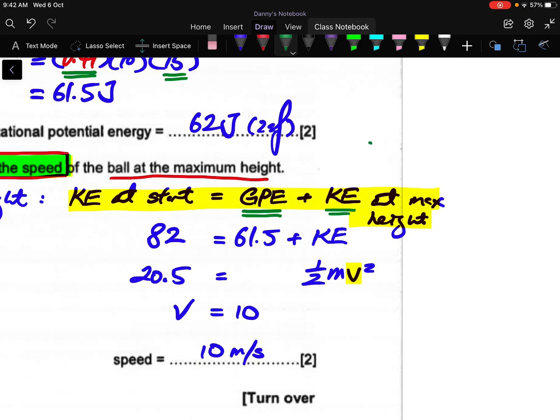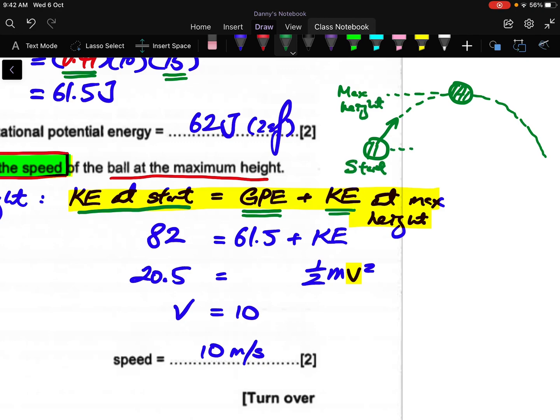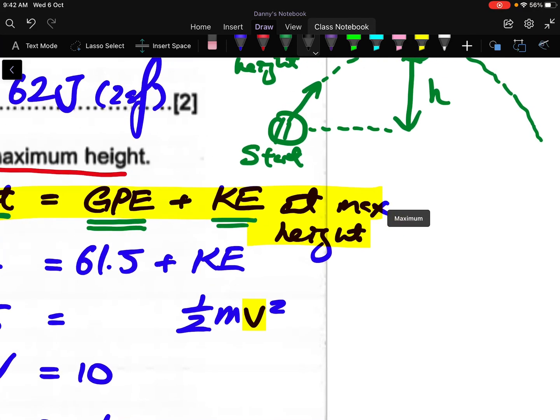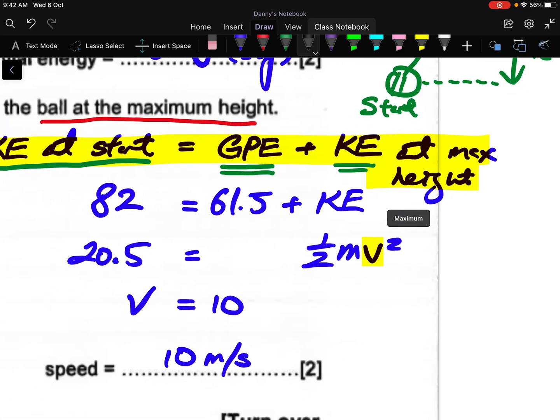So when the ball is being kicked at first, this is the kinetic energy at the start. Then after that, the ball will go through this parabolic path, and then it will reach its maximum height, right? This is the maximum height. So for whatever energy that you put in at the start, this amount of energy will be converted to your GPE, right? And because the ball at this point is still moving, there's still a velocity forward. So therefore, you will have the second component, which is kinetic energy at maximum height.